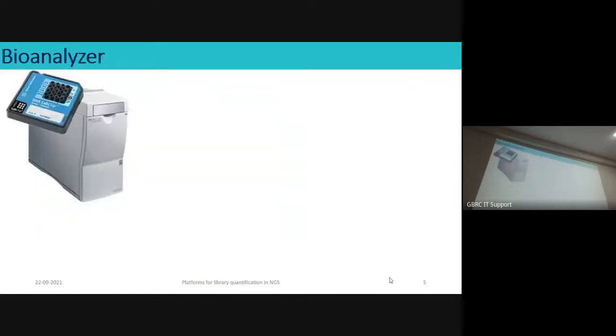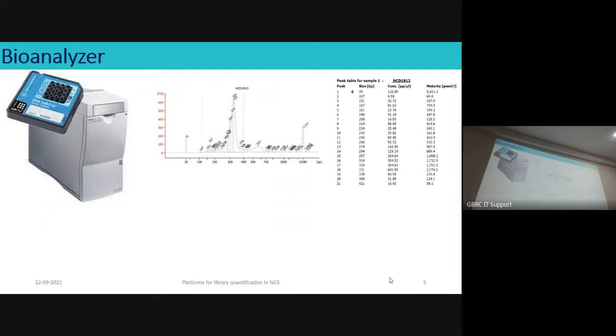Second is the Bioanalyzer. It can be used for both purposes, for quality assessment as well as for quantification. So typically you will get this kind of peak, and this indicates the size of that peak. Along with it, you will get the concentration of each peak. Like here, one small peak is there, and its concentration is 4.58 picogram per microliter, and its molarity.